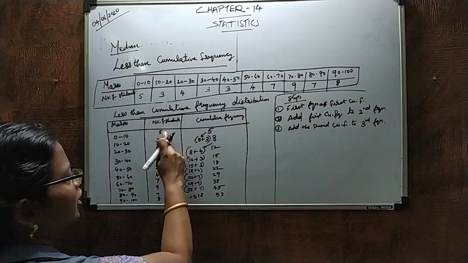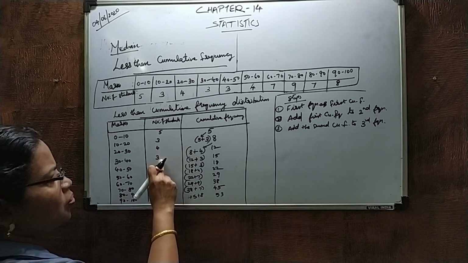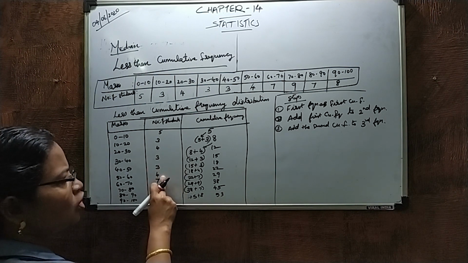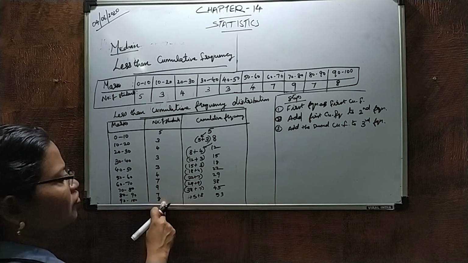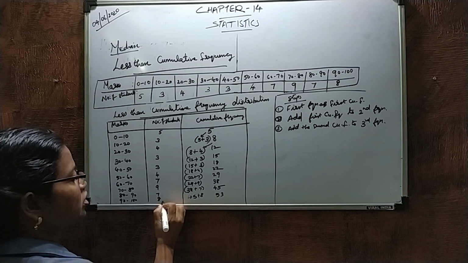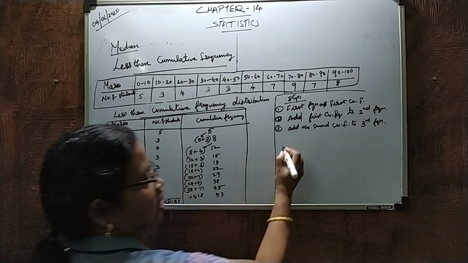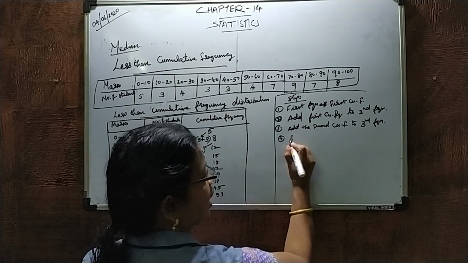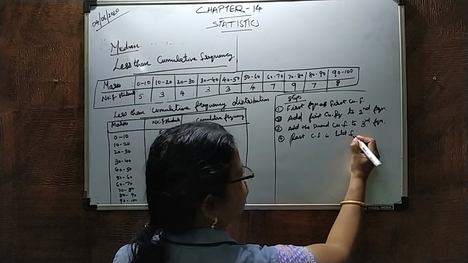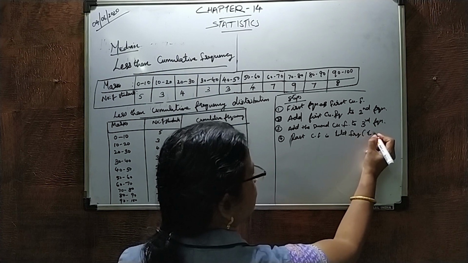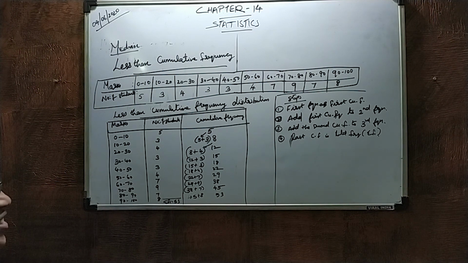Now look, just find the total, sigma Fi. 5 plus 3 is 8, 8 plus 4 is 12, 12 plus 3 is 15, 15 plus 3 is 18, 18 plus 4 is 22, 22 plus 7 is 29, 29 plus 9 is 38, 38 plus 7 is 45, 45 plus 8 is 53. Same answer you will get. Here sigma Fi is equal to 53, the same answer as at the last. You have to remember the last CF is the total frequency, sigma Fi.